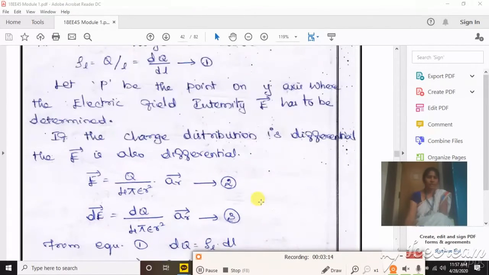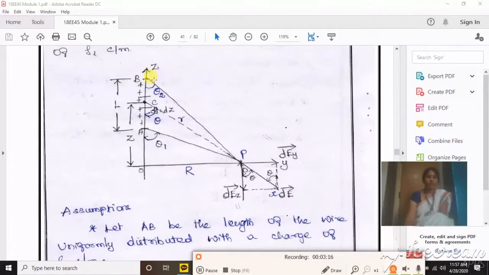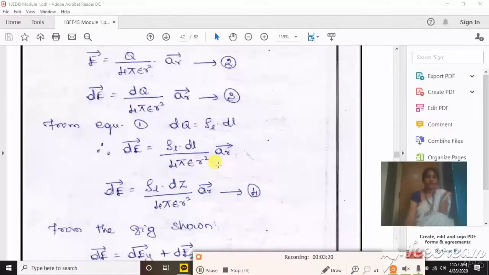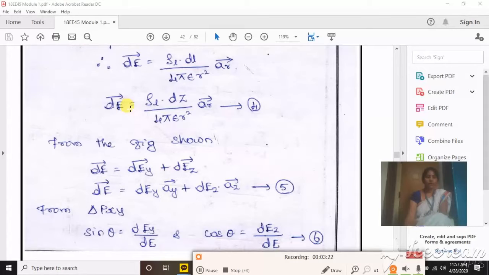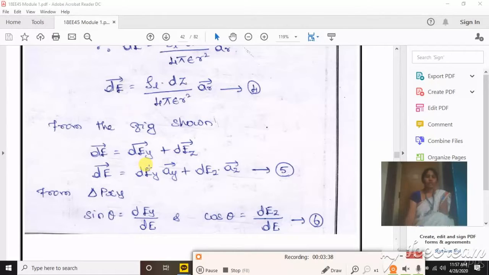dl is nothing but dz, because here we have considered a differential elemental length. dl is equal to dz. Substitute over here, so you will get dE is equal to ρL dz divided by 4πεR² into aR vector. We know that the differential field obtained at point P is the vector sum of dEy plus dEz, as we discussed earlier. So what is dEy and what is dEz? You should identify.